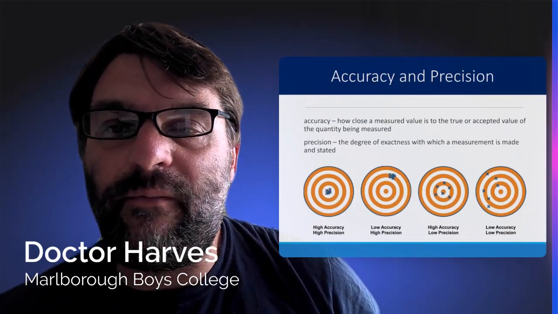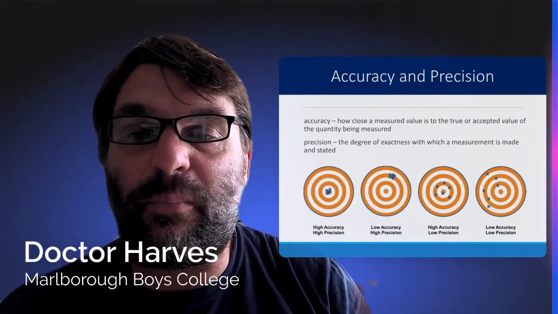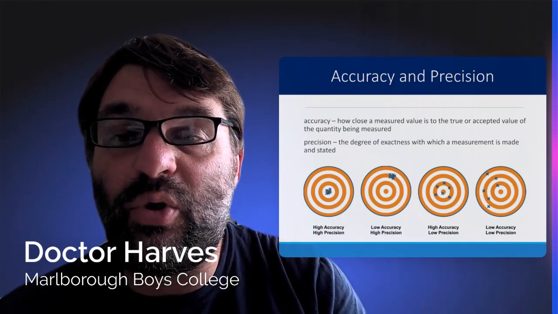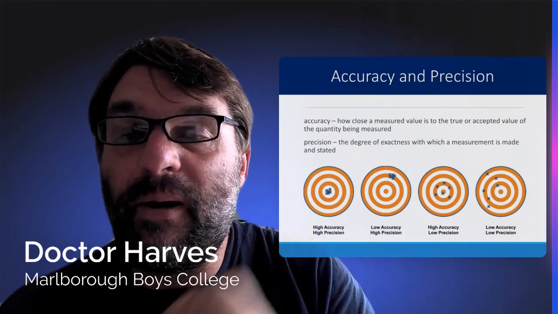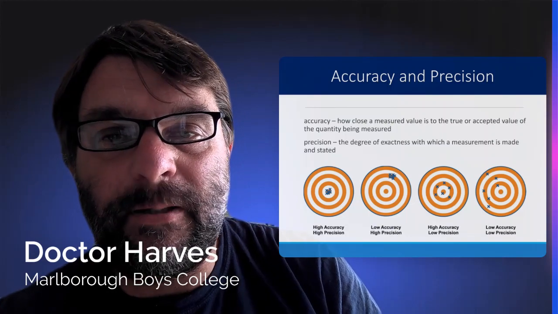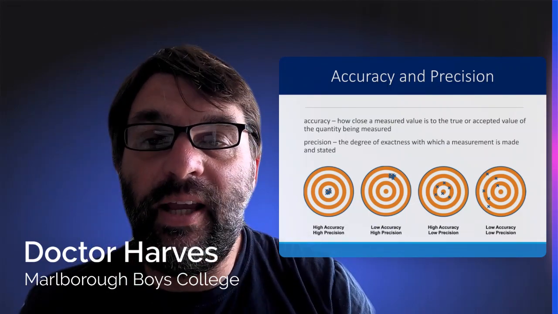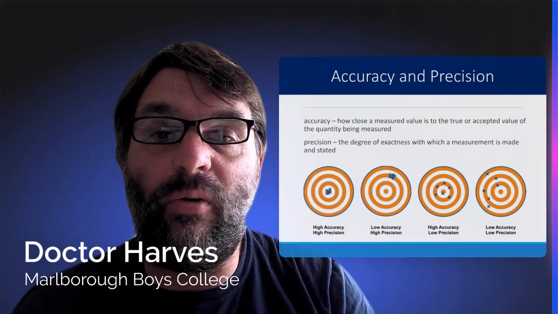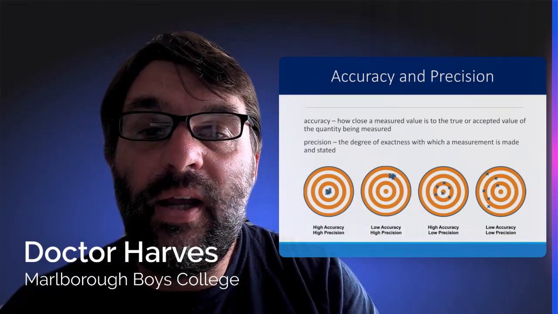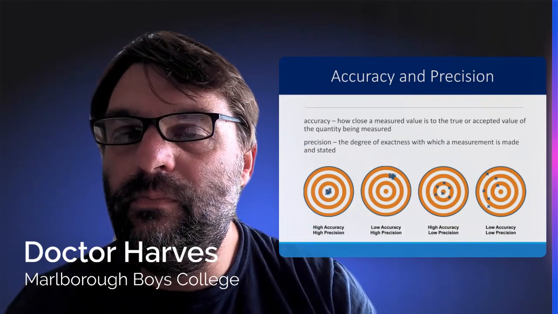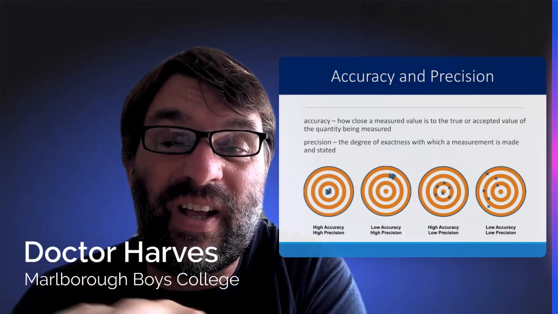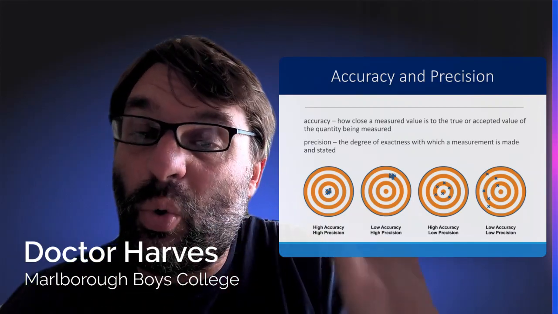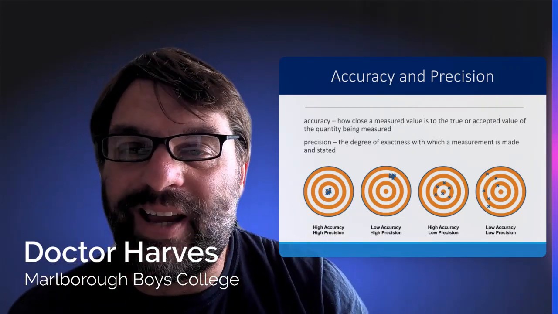Another important principle in physics is the idea of accuracy versus precision. In common English language, we tend to use them interchangeably, but in physics, they have specific definitions. Accuracy is how close your measured value is to the actual value, whereas precision is how close your values are together. So what we really want is high precision and high accuracy.